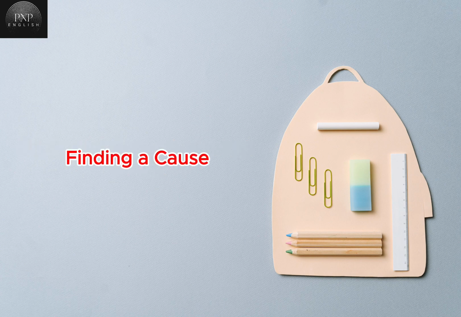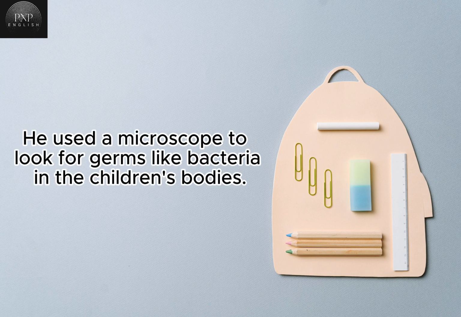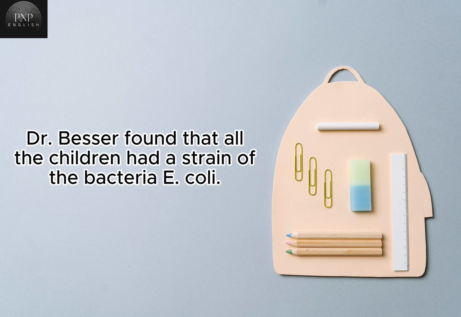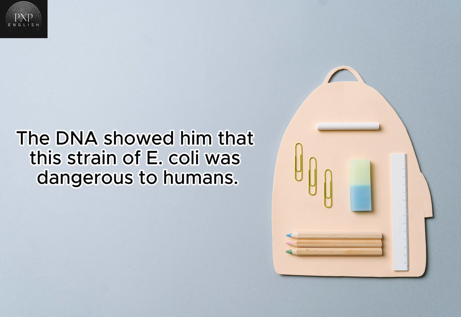Finding a cause. First, Dr. Bessar needed to find the cause of the illness. He used a microscope to look for germs like bacteria in the children's bodies. Dr. Bessar found that all the children had a strain of the bacteria E. coli. Then he looked at the bacteria's DNA. The DNA showed him that this strain of E. coli was dangerous to humans.